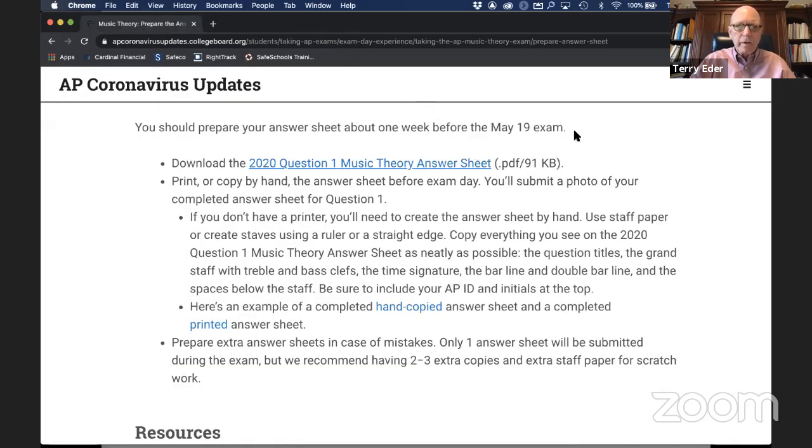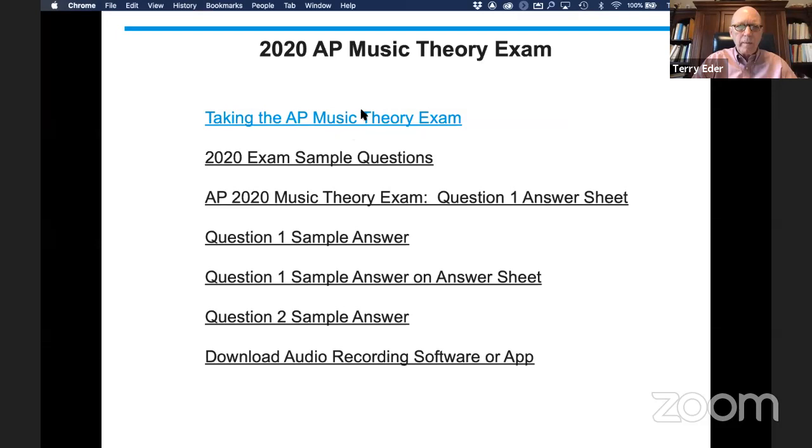And it says print or copy by hand the answer sheet before exam day. You'll submit a photo, pardon me, of your completed answer sheet for question 1. If you don't have a printer, you'll need to create the answer sheet by hand, and so on. You could actually draw it off if you want to, or you might get someone else to print it for you if you don't have a printer, and maybe send it to you on email, something like that. But that should help you as we are talking about that.